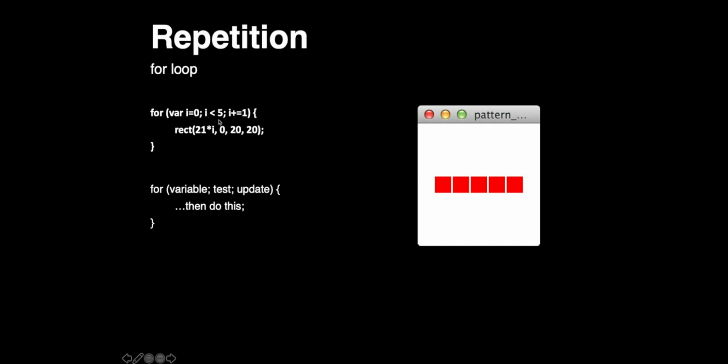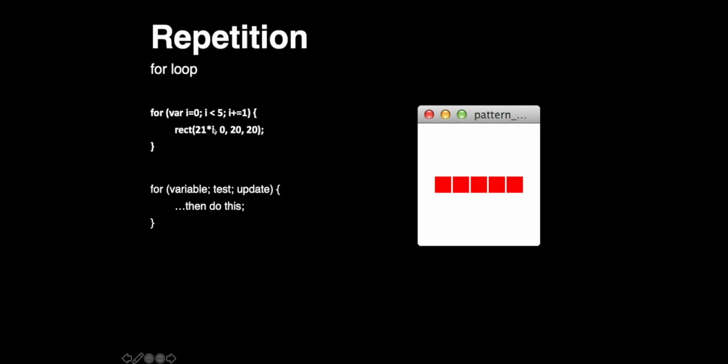Then we have a test here: i is less than 5, testing to see if i is less than 5. And then the last thing is an update. We're updating this i value, this variable value, by 1 each time we loop through this. So it's going to start with 0, and 1, 2, 3, 4, and 5, and then stop there because 5 is not less than 5. So this is going to loop through this rectangle 5 times.